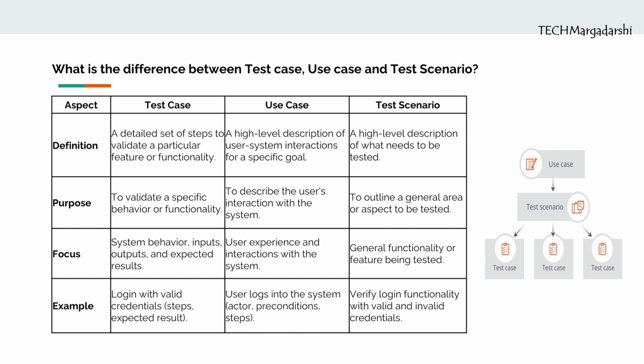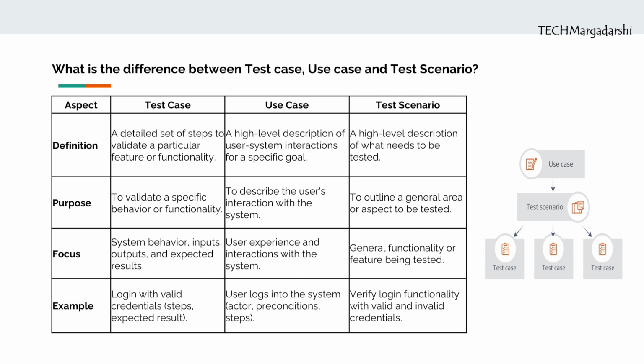Aspect 2, purpose. The purpose of a test case is to validate a specific behavior or functionality of the system. A use case is meant to describe user interactions and system responses. A test scenario is used to outline the general areas or aspects that should be tested. Aspect 3, focus. A test case focuses on inputs, outputs, and expected results of a particular function. A use case focuses on the user's journey and interaction with the system. A test scenario focuses on general functionality or features that require testing.